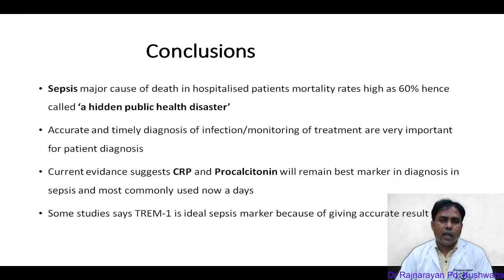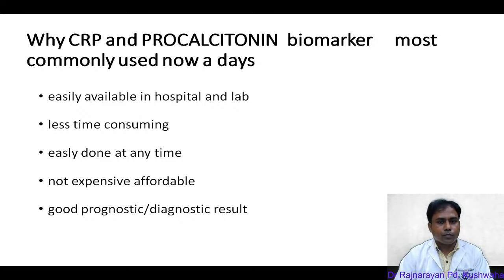So nowadays CRP and procalcitonin biomarkers are very widely used. And why are these two biomarkers so widely used? Because they are easily available in hospitals and labs, less time consuming, easily done at any time, not expensive, affordable for middle economic classes, and give good prognostic and diagnostic results. So we have studied a lot of biomarkers, but these two are widely used for this reason.